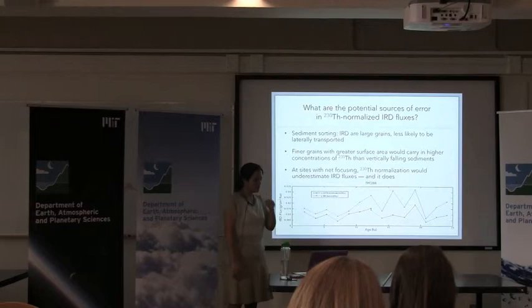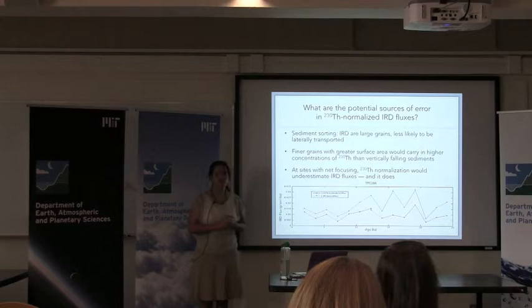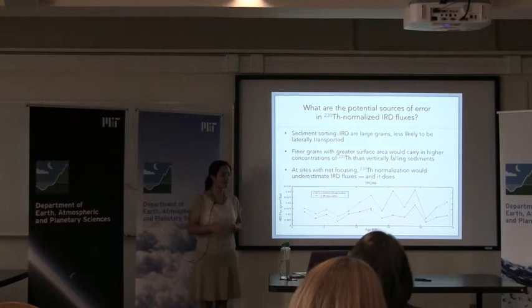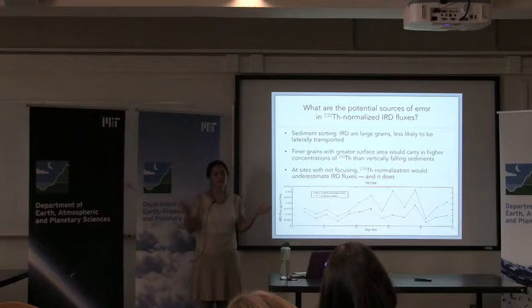I think that one big thing might actually be occurring during lateral sediment transport. And I think what might be happening is sediment sorting. So we already said that IRD are the largest grains in our sample, and large grains are less likely to be transported laterally than finer grains. And so if most of the sediment that's coming in laterally is actually finer grains, these have a larger surface area and are going to bring in a larger concentration of 230 thorium.